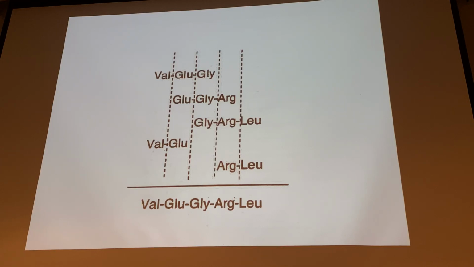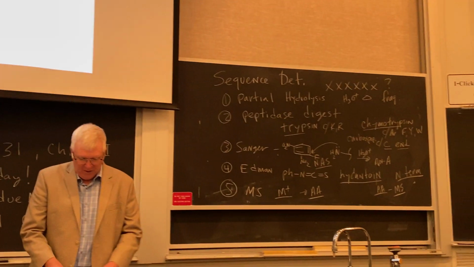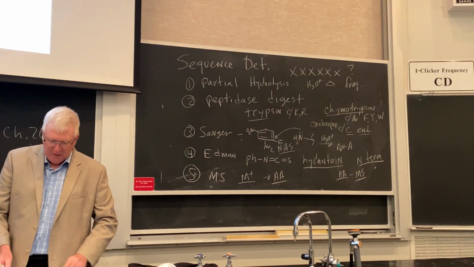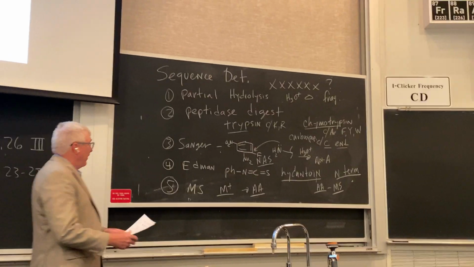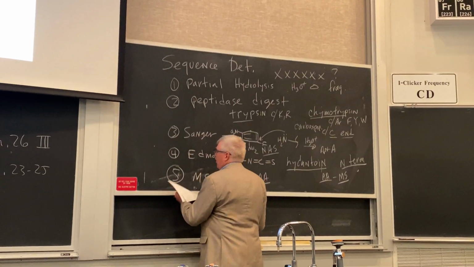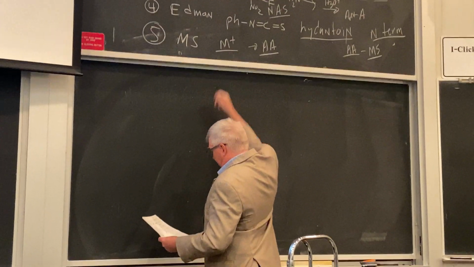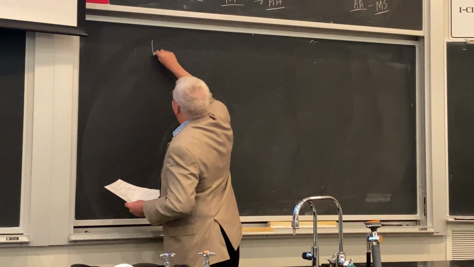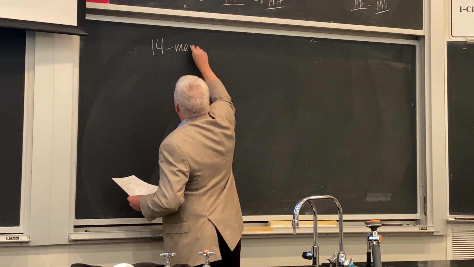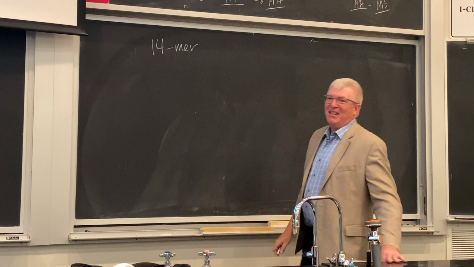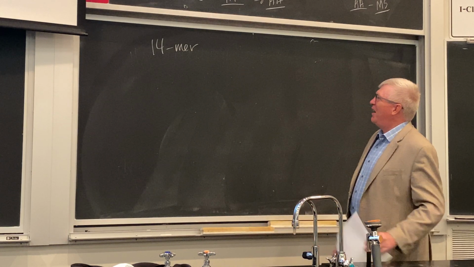So let's go back to the board here and go through an exercise where we do this together. And I'll give you a little bit of time and we'll work on this. So let's say we've got a 14-mer, okay? Now what does that mean? We've got a peptide that has 14 amino acids in it.